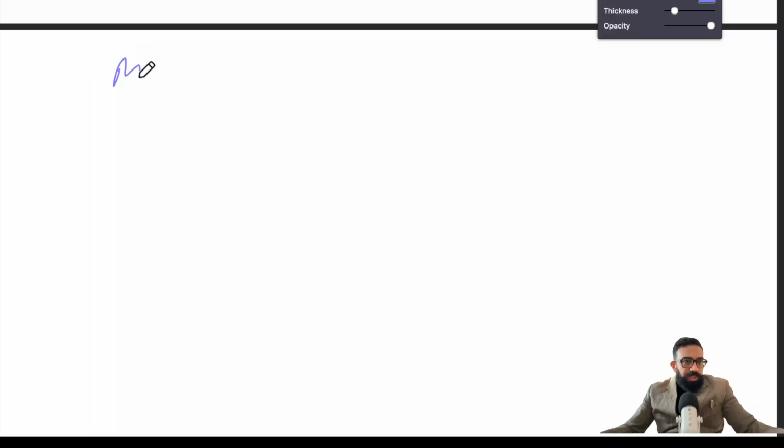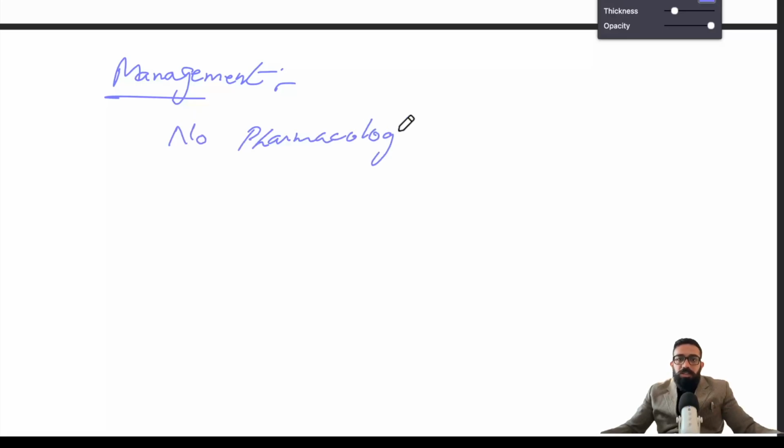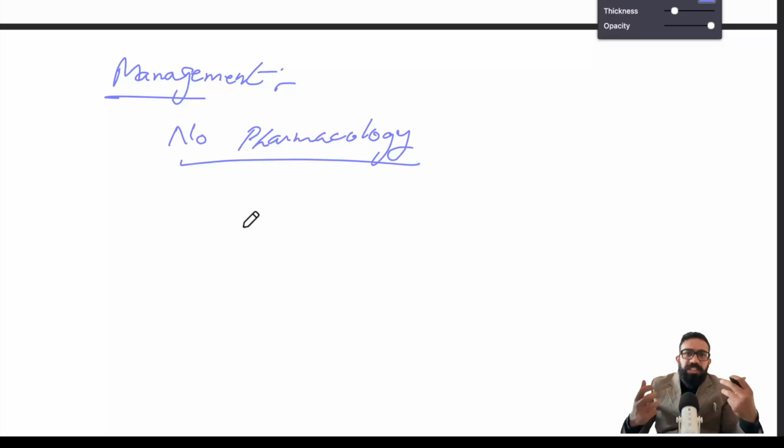Coming to the management, there is no pharmacology unlike in ADHD. Okay, so there is only targeted academic intervention. What we can do is individualized educational plans for these people, and academic accommodations for these people. Medications are only used for ADHD, not for SLD.